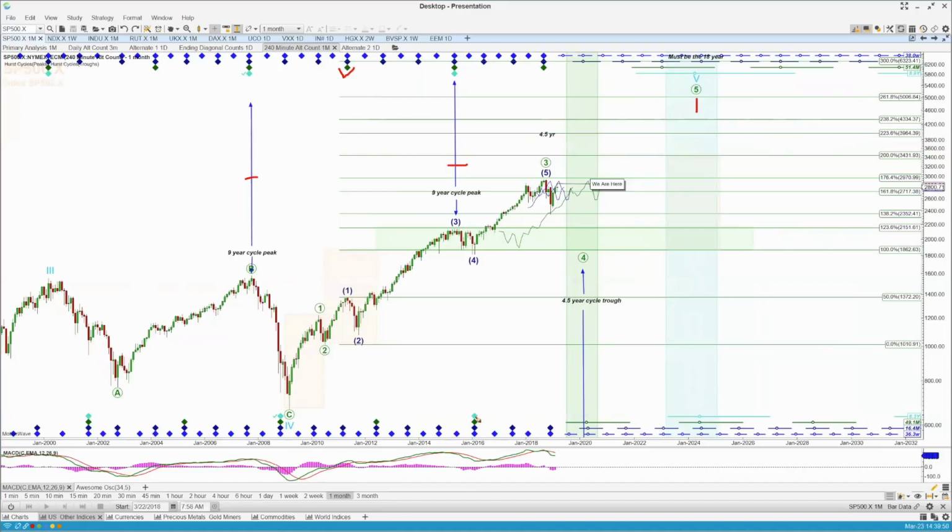So if each of these are 9-year peaks, and this is the previous one, then it is probable that this peak is going to be an 18-year, because every other 9-year peak is an 18-year peak. So I suspect that this, in actual fact, was the last 18-year peak. This is 9, 9, 18.